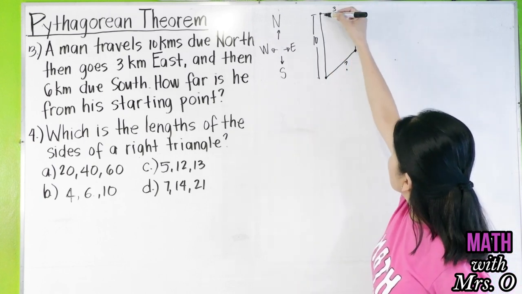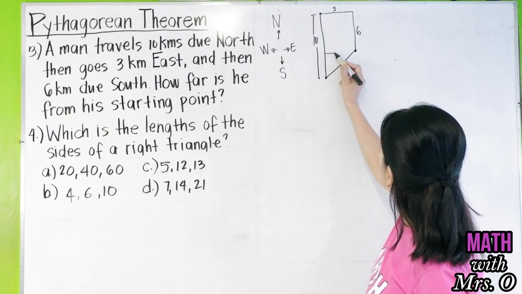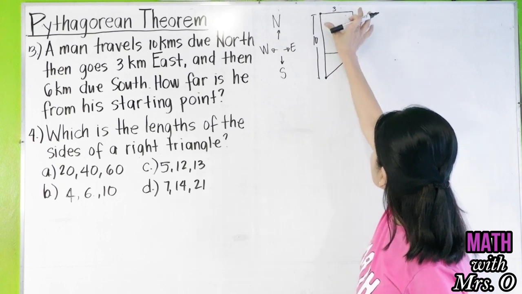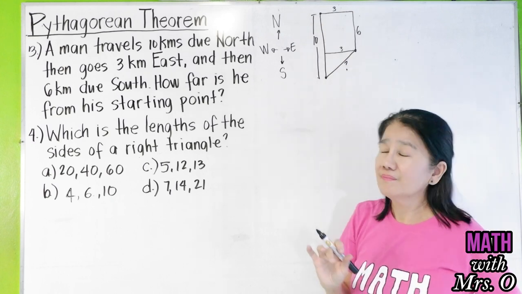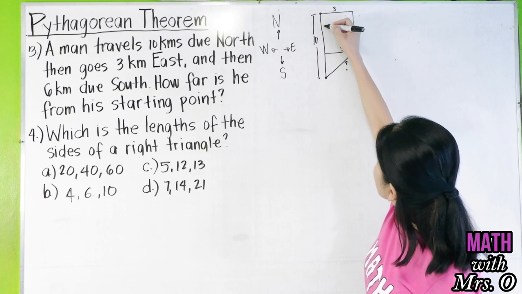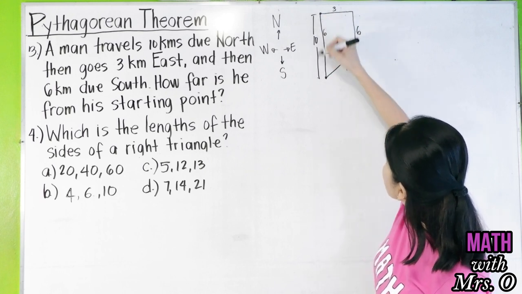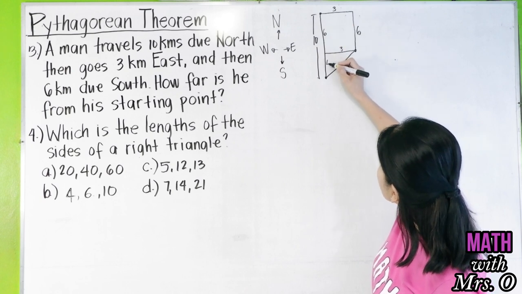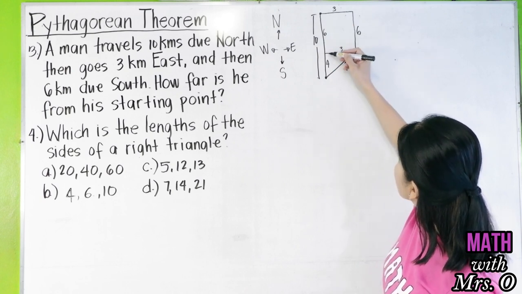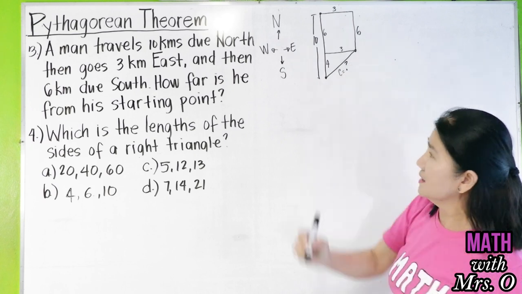We can see that when this is 3, this will also be 3. Same length. And if this is 6, this will also be 6. And everything is 10, so 10 minus 6 will give us a 4. So we have here a 3, a 4, and a question mark. We let this be C.